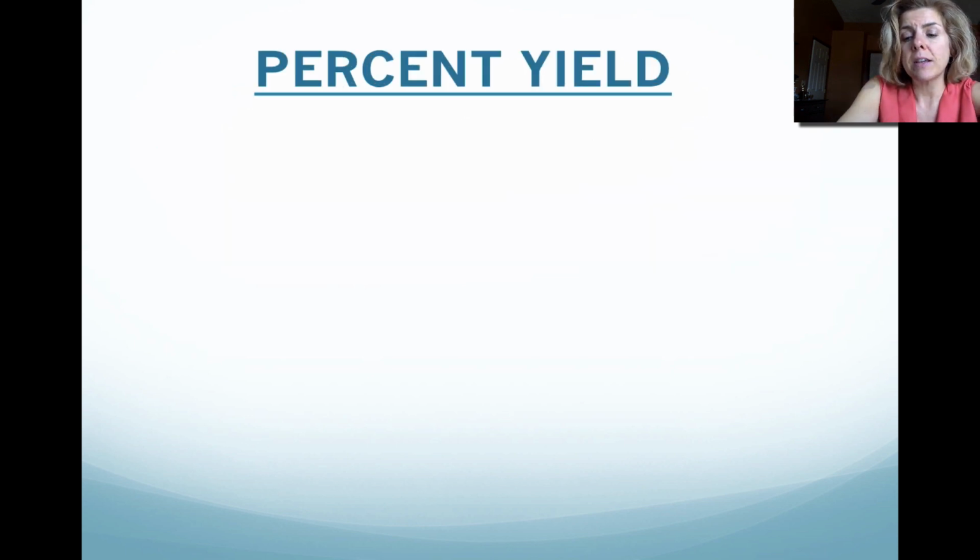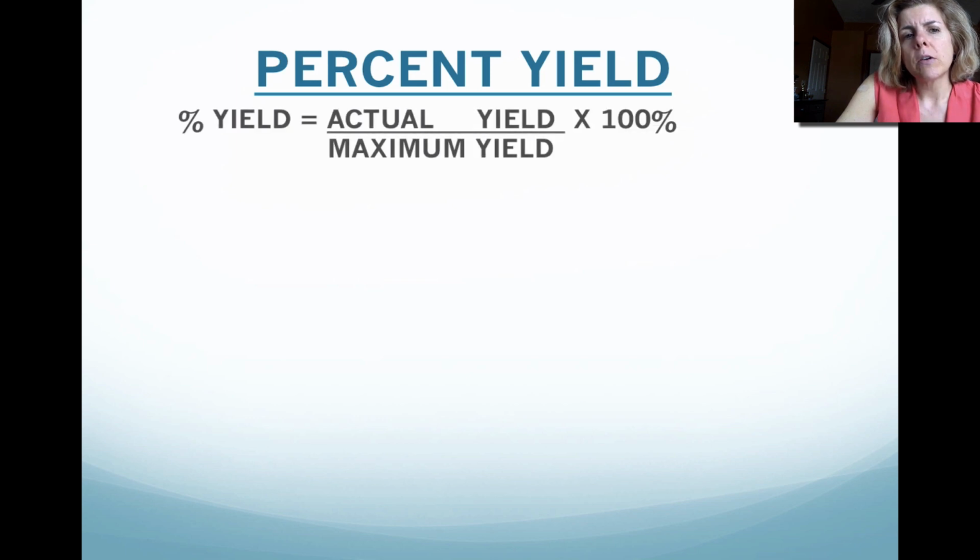Okay, so percent yield, you're essentially looking at how much material you get from your chemical reaction. So for percent yield, you want to look at actual yield. That is what you make in the lab. So if you're doing a reaction, you measure out the mass of your product, and that's going to be actual yield. Maximum yield, another word for that would be theoretical. That is something that you have to calculate. That's not something that you get in the lab.